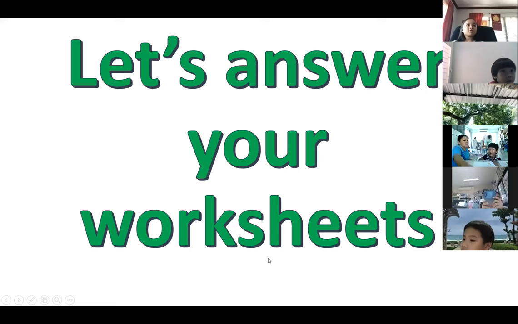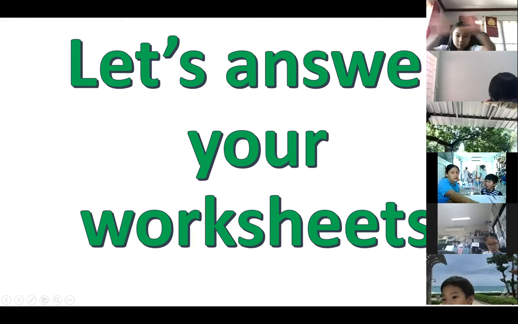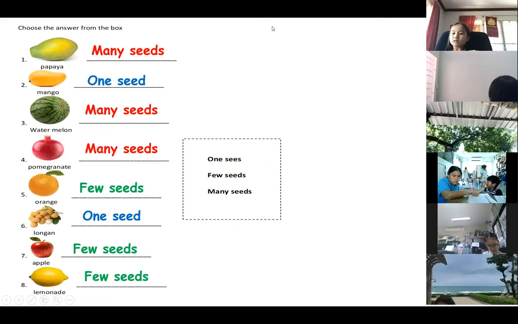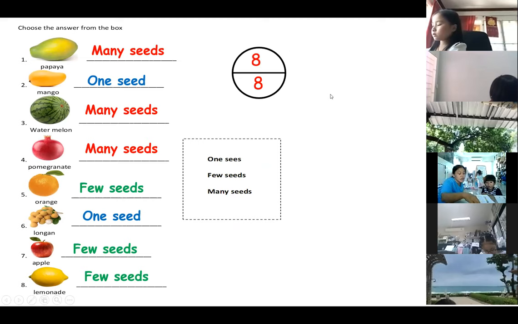Get your worksheets and come here with the many watermelon. Watermelon is many. So for those who did not answer today, sorry, next time I will allow you to speak, okay? Sorry, because only few can speak, only few can answer. Next time, I will call you. Okay, get your worksheets and answer this one. Write the score, 8/8.